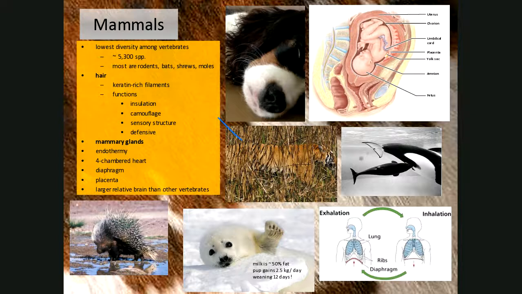Sensory structures. This is Cooper taking a nap up here, and Cooper has these little whiskers. These are sensory structures, okay? In the case of the porcupine down here, defensive, right? Those quills in a porcupine are defensive structures. Porcupines, by the way, can't throw their quills. I know sometimes in the cartoons you've seen that before.